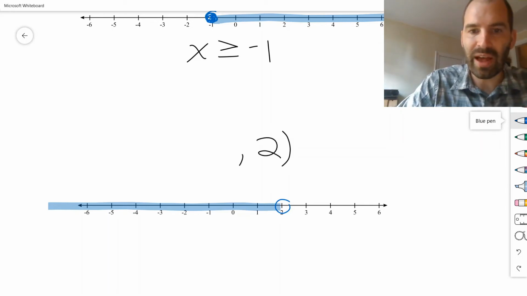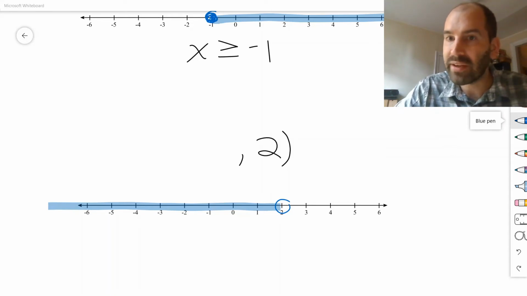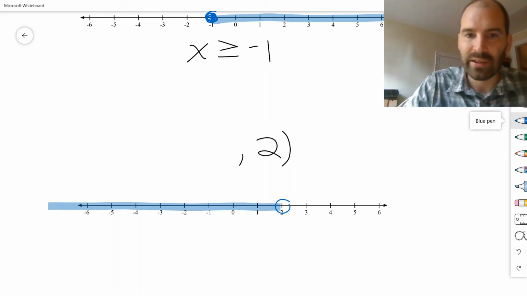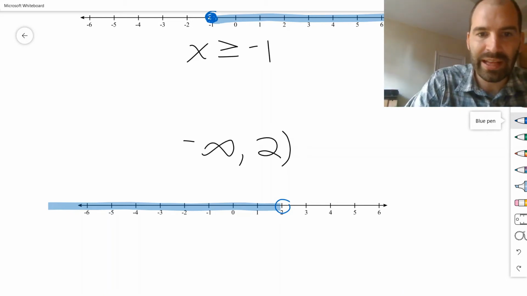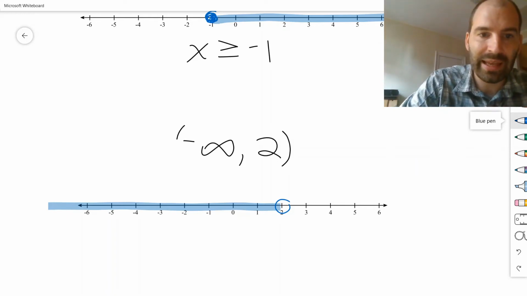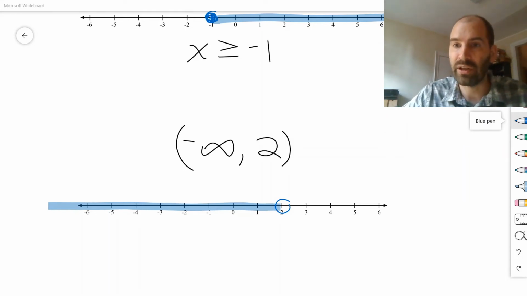Now, what goes on the left? Well, if it stopped at a number, I would include that number. But it doesn't stop at a number. It just keeps going. So what's the negative version of infinity? Negative infinity. That just means it keeps going without stopping off to the left. And I cannot put a square bracket next to infinity, so I have to put a round bracket there. That is the interval notation we would use here.